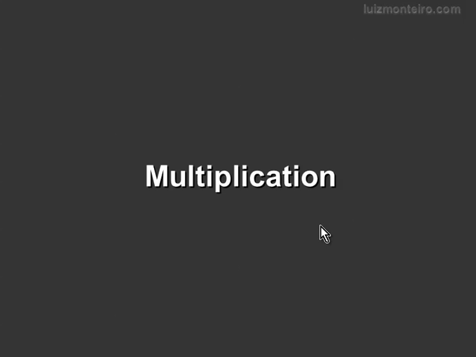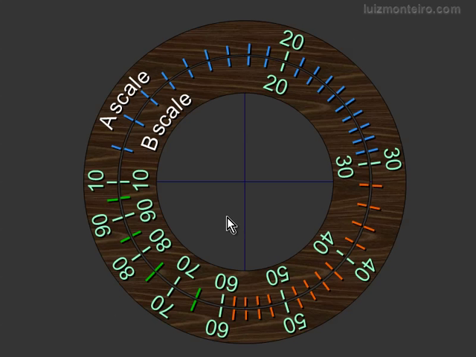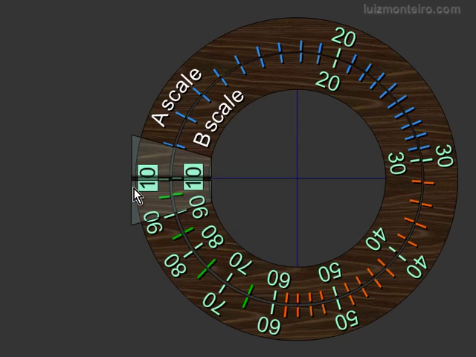Now that we have some basic understanding of how the slide rule works, we're going to see how we can apply it to multiplication. I'm going to get the slide rule and highlight the 10 on the A scale and the B scale. These are going to be important reference points when we do multiplication and division.